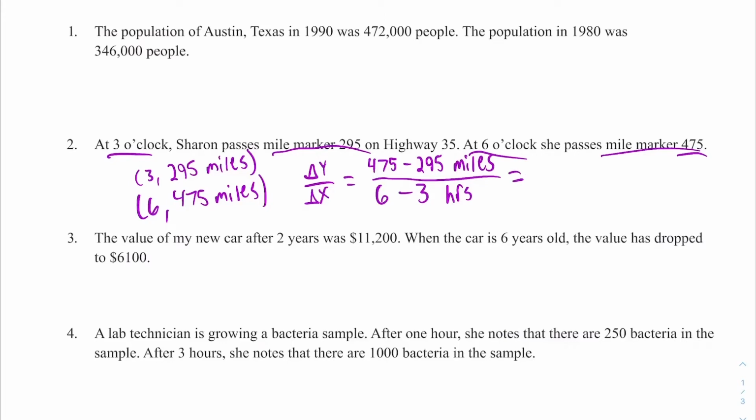Then we're going to simplify and then divide. 475 minus 295 is going to be 180. That's going to be 180 miles that you traveled. 6 minus 3 is 3 hours. And then we just reduce this. 180 divided by 3 is 60 miles per hour.